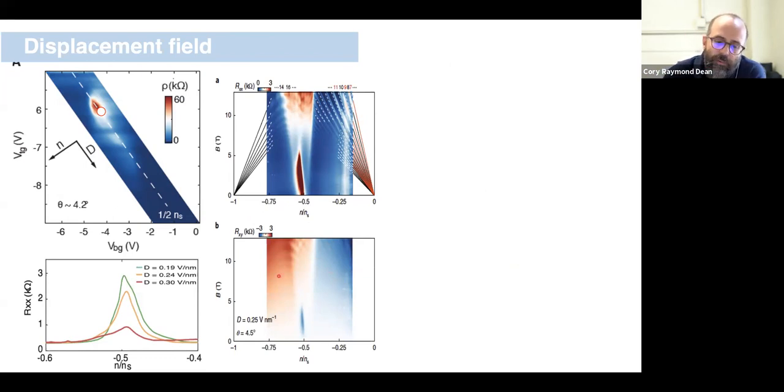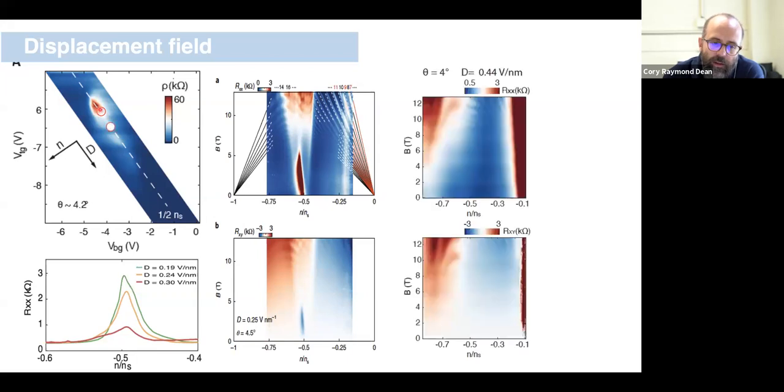Let me take, for example, a similar plot, but measured at a different displacement field value. This is measured at a displacement field value of 0.25 volts per nanometer, indicated by this dot right here, where this peak is well defined. Let me take another area where this peak is missing, where I no longer have a Mott gap, at a larger displacement field, and look again at the Hall resistance. There are a few notable differences between these two results.